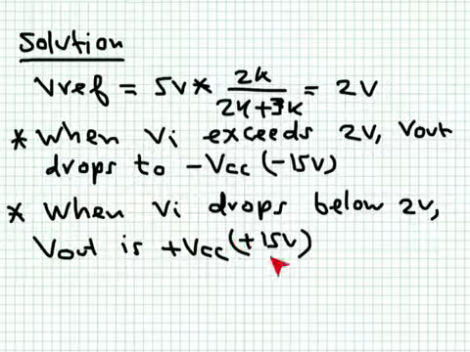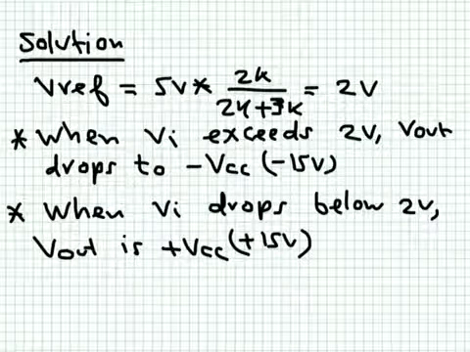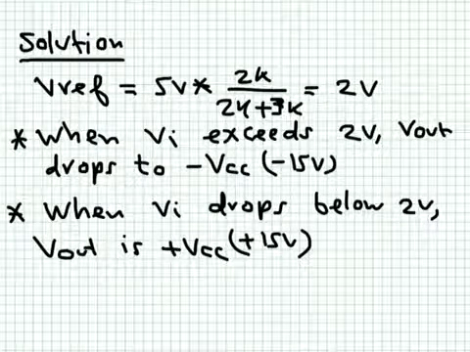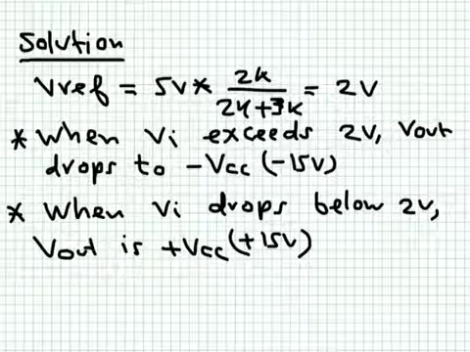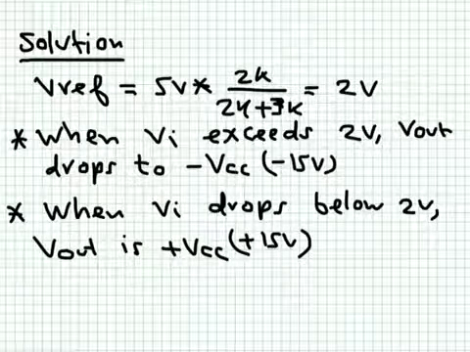And you know why it saturates? Because the OpAmp has infinite gain. But you cannot get an infinite voltage. You can only get the maximum allowed voltage by the supply that you have.